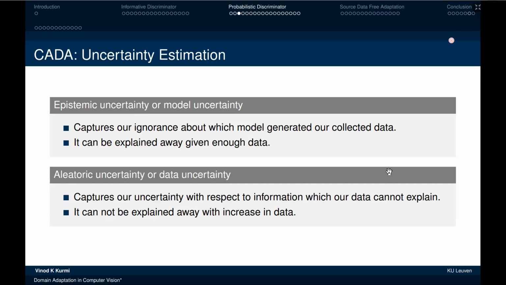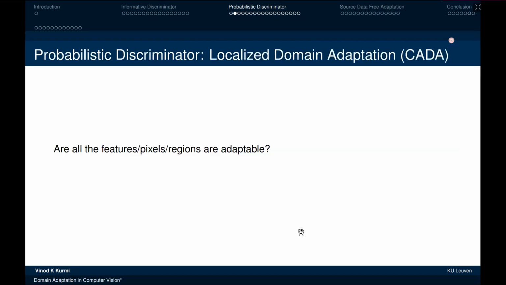Suppose data has some inherent noise or some kind of confusion. As I said in the previous work, we are trying to adapt the full feature vector, or the full features or full images in the target domain for the source classifier. Here we can obtain, in some intelligent way, only the features, pixels or regions which actually need to be adapted.